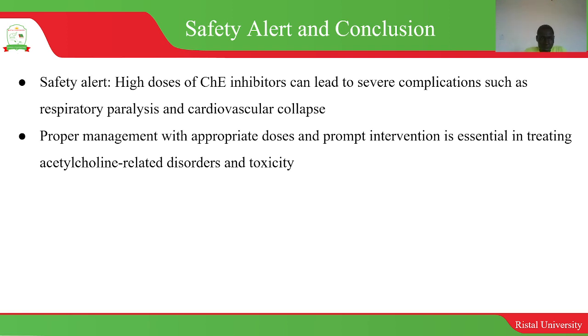Safety alert and conclusion: we said high dosage of cholinesterase inhibitors can lead to severe complications such as respiratory paralysis, which can be fatal, and also cardiovascular collapse. Bradycardia, the heart might stop beating. Proper management with appropriate dose and prompt intervention is essential in treating this disease. Here we have to be very strict and specific with the doses, because an overdose might lead to the outcomes we see here, respiratory paralysis or cardiovascular collapse, and can cause sudden death.